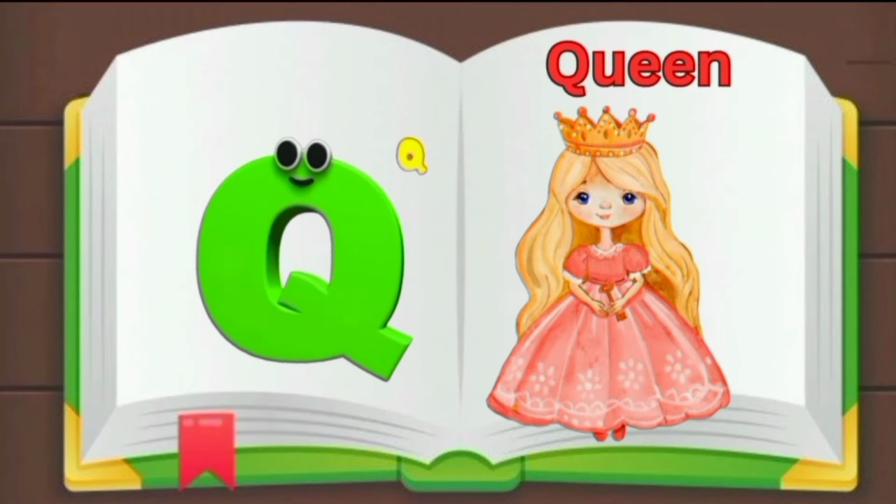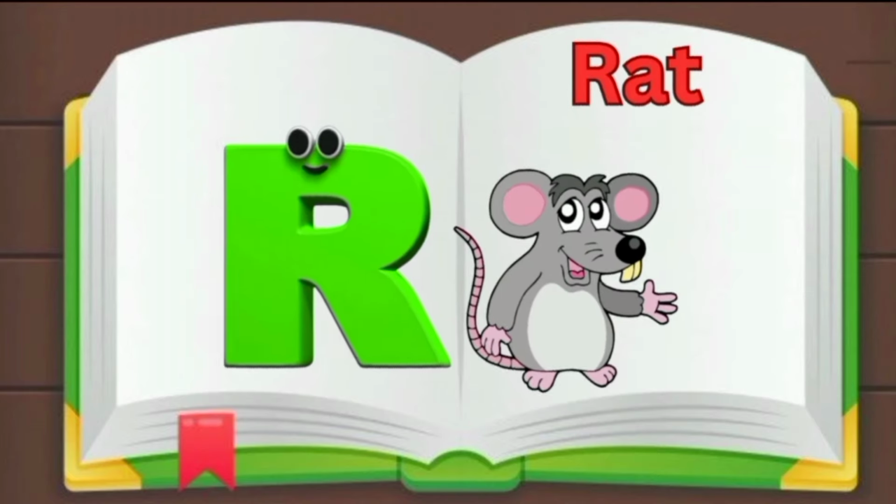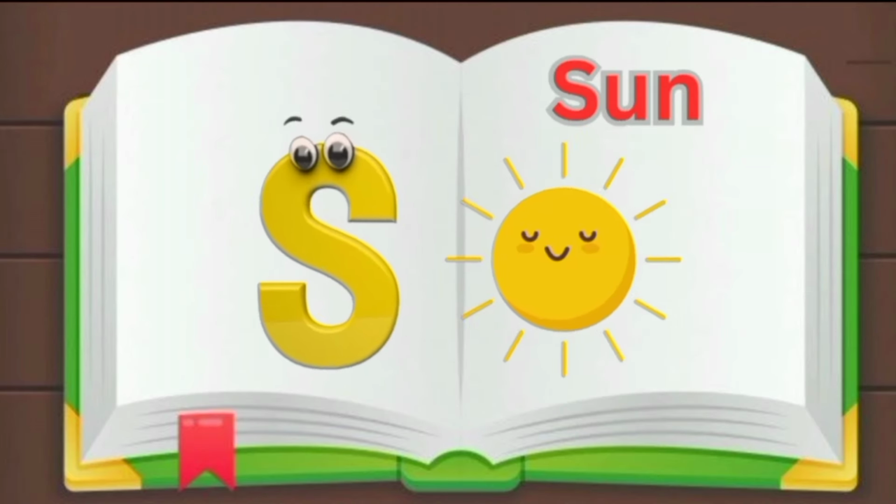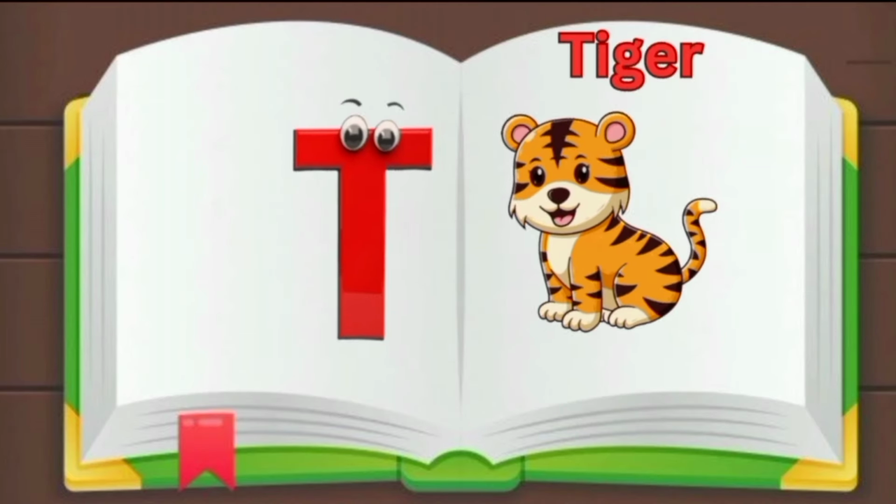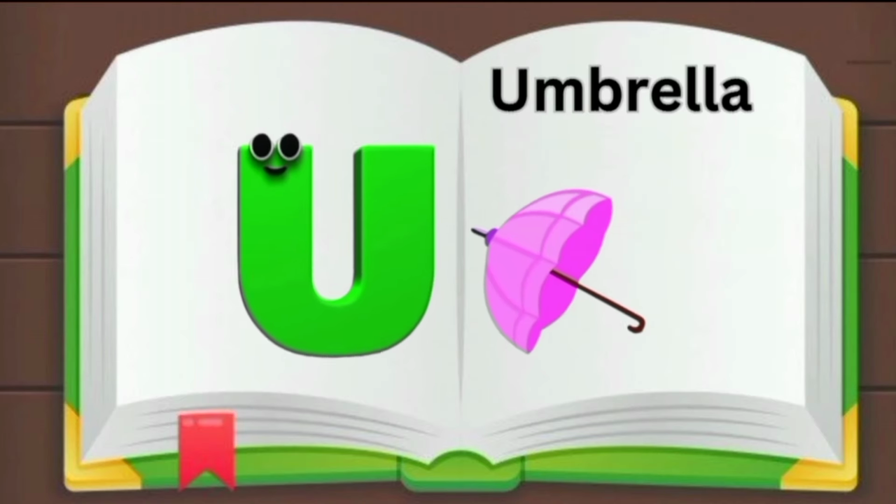Q is for queen, Q for queen. R is for rat, rat. S is for sun, sun. T is for tiger, t, t, tiger. U is for umbrella, ooh, ooh, umbrella.